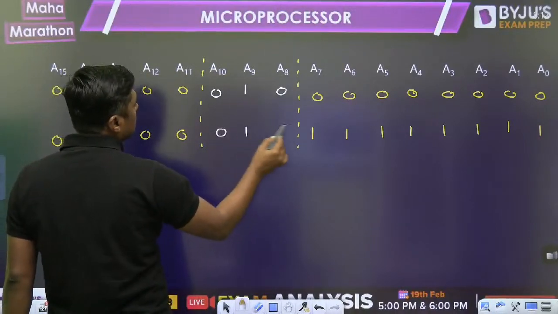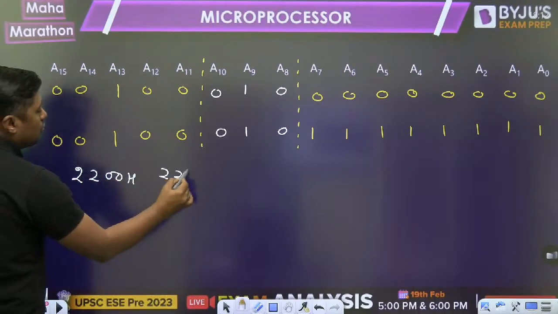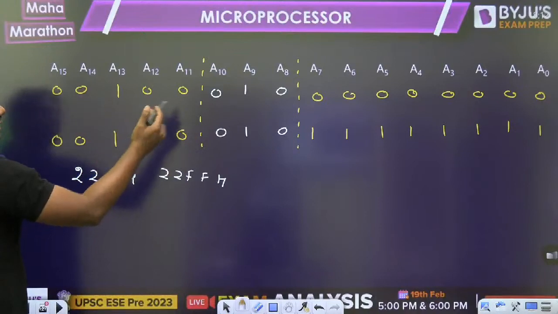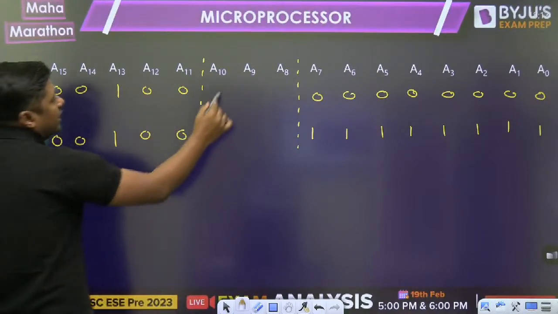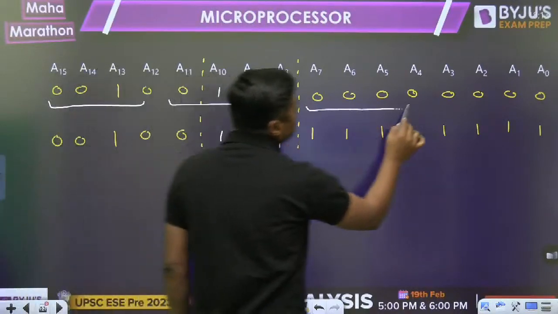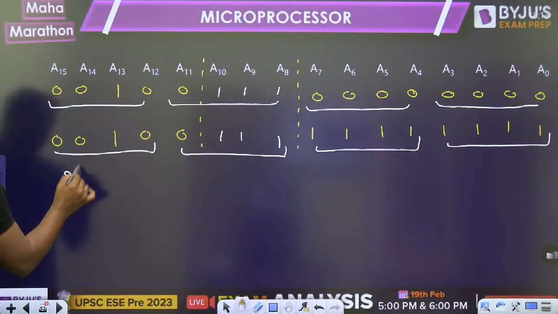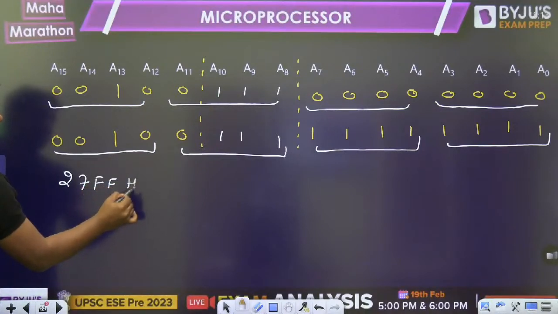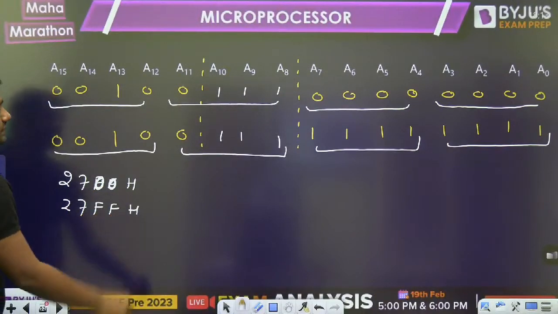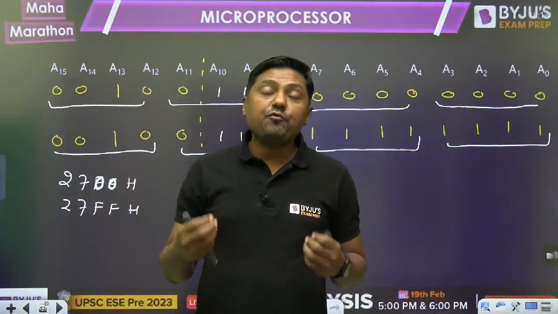Now you can also choose 010. If I am choosing 010, then it will become 2200H to 22FFH. Or finally, you can choose 011, 100, 101, 110, and so on. You can finally choose 111, that is the last combination. Make the pair of 4. If I am choosing this, then it will become 2700H to 27FFH. So the memory is the same, but we can find different address ranges.